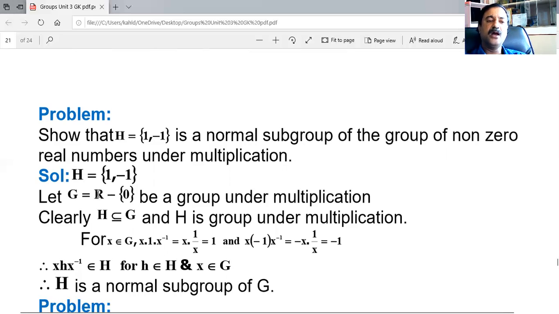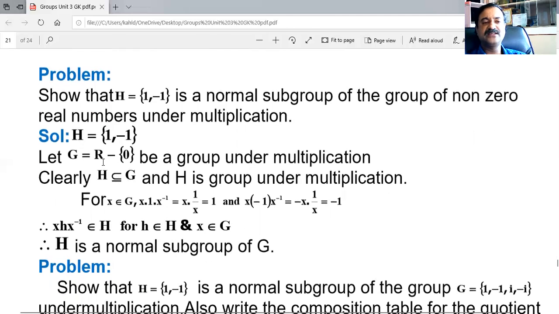That means in R, there is no zero element. R is subtracting with 0. That means R has no zero element. That is, R is a real number set with non-zero elements. Given that, we know this is a group with respect to multiplication. We want to prove that this H equal to {1, minus 1} is a normal subgroup.